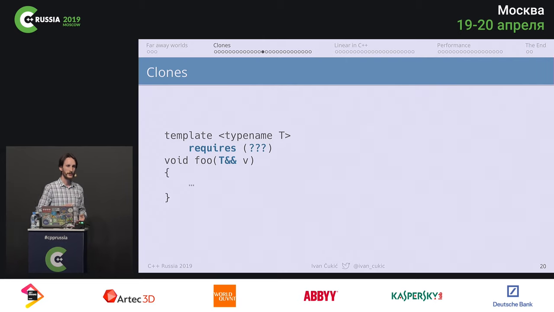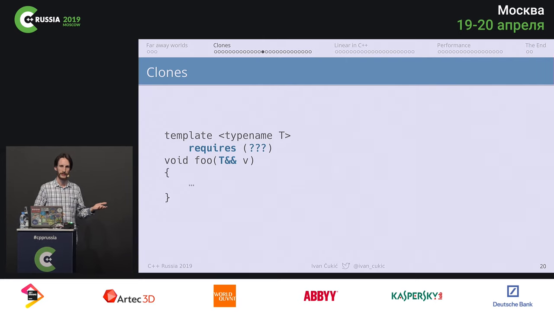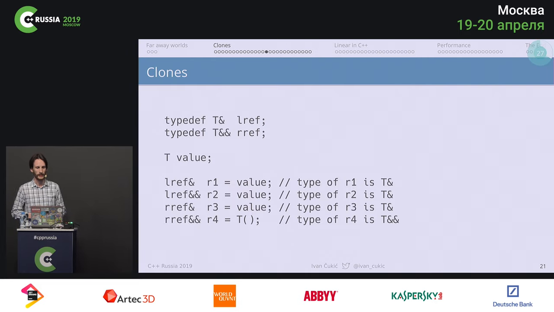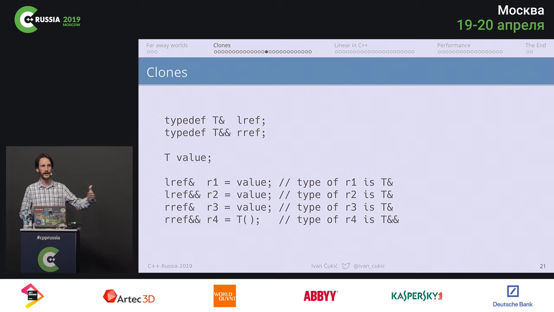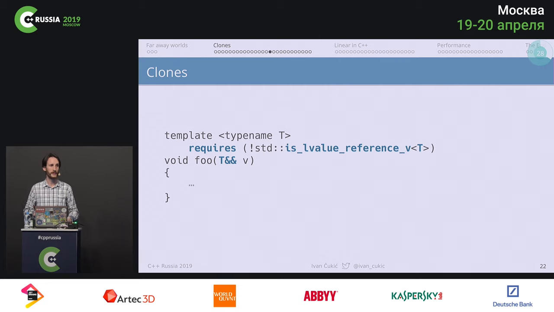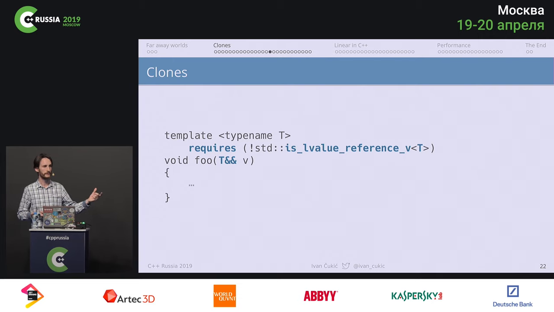So the question is, what should I do? I want to create a function that accepts T&&, but it doesn't want to accept anything that is not an R-value reference. We can consult the reference collapsing rules, and then we can notice that any time that we have an L-value reference, after collapsing, it's still going to be an L-value, and we want to allow only R-values. So if we want to restrict our function, we can just say, okay, it's a generic function, but we require T not to be an L-value reference.